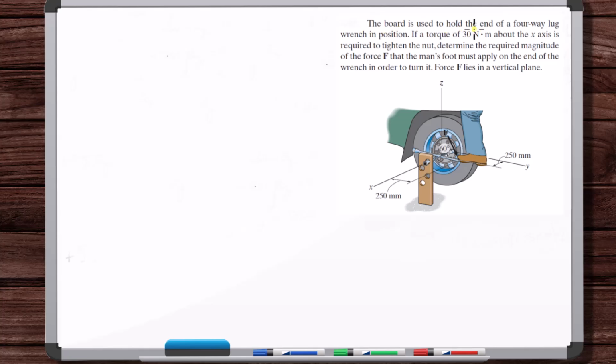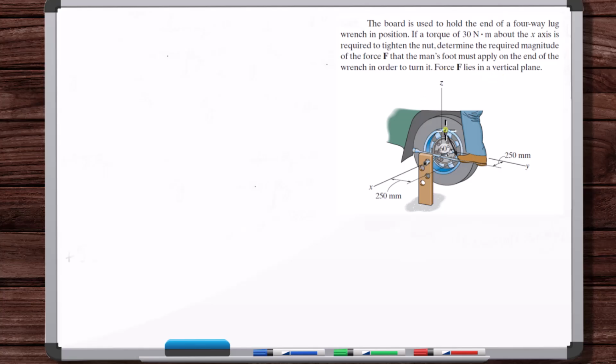The board is used to hold the end of a four-way lug wrench in position. If a torque of 30 Newton meters about the x-axis is required to tighten the nut, determine the required magnitude of the force F that the man's foot must apply on the end of the wrench in order to turn it. Force F lies in a vertical plane.